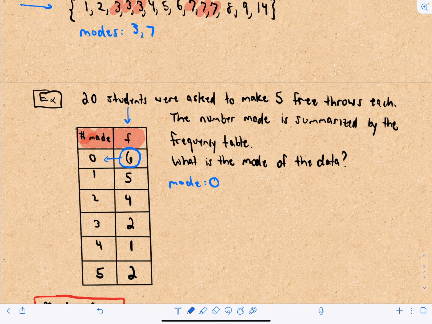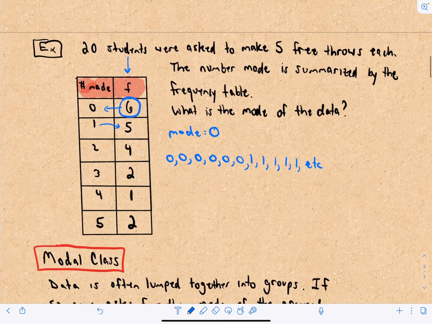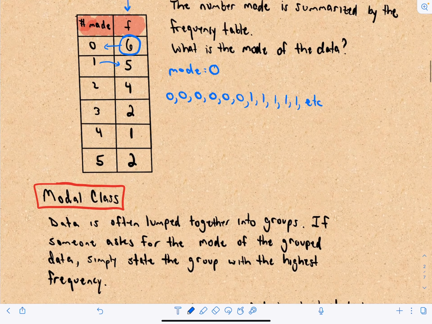It's saying that the number 0 appeared a total of 6 times. All other numbers appeared less than 6 times. The number 1 only appeared 5 times. If you listed the number made, 6 people that made 0, then 5 people that made 1, etc., and you listed all these out, the number that you would see the most is simply the number 0. So this is pretty straightforward. Just look for the highest value in the frequency column.